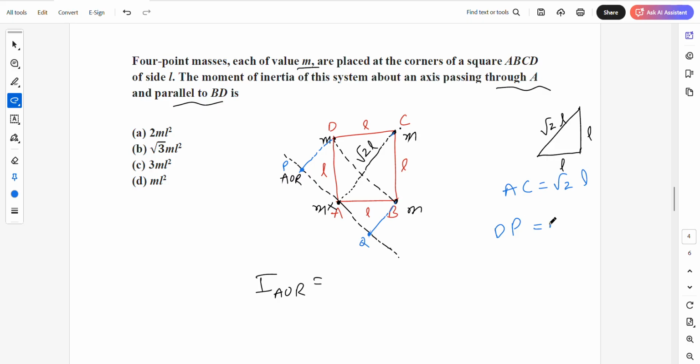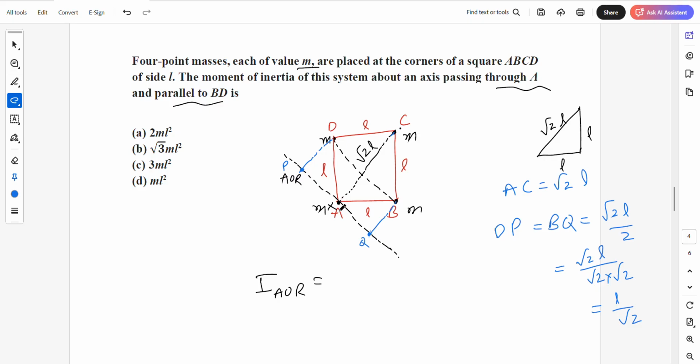Okay, bq, and that will be equal to how much? Root 2l by 2, half of this one. Exactly. That is equal to how much? Root 2l by root 2 into root 2. We are going to get l by root 2. So there will be contribution of 3 masses.